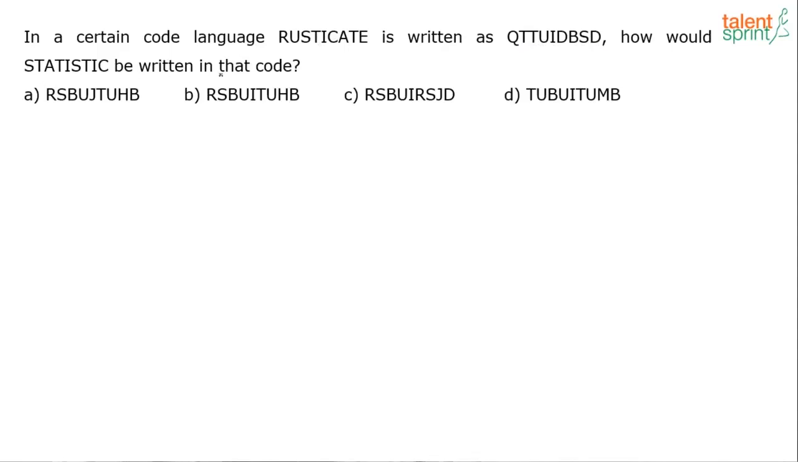In a certain code language, rusticate is written as QTTUIDBSD. How would statistic be written in that code? So let's look at it. Rusticate. I think we are better off writing it exactly below this so that mapping can be done easily.